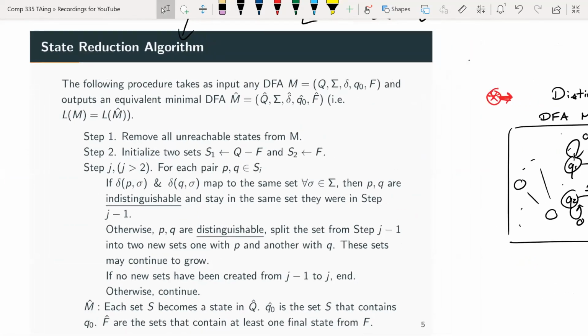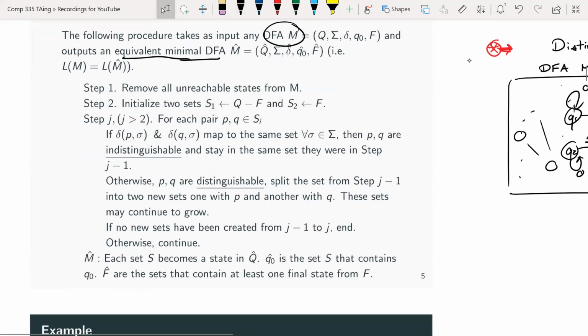So let me stop floating around the idea and actually tackle it directly. The minimization algorithm that I'm talking about, where you're given a DFA M and you plug it into your algorithm and it outputs an equivalent minimal DFA M hat. That is, the languages accepted by both are the same, but M hat will have a number of states less than or equal to the number of states in M. So that's the idea of the minimization or state reduction algorithm.